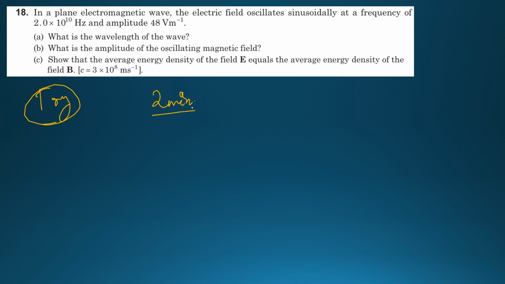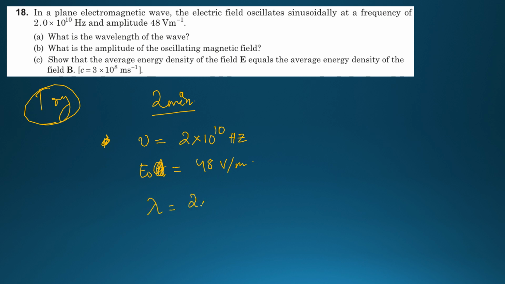A plane electromagnetic wave: the electric field oscillates sinusoidally at a frequency of this. What is the wavelength of the wave? And the amplitude of the oscillating magnetic field, so that the average energy density of the electric field equals the average energy density of the magnetic field. Let's try. Frequency is given, 2 into 10 to the power 10 hertz. Amplitude is given, 48 volt per meter. So the electric field has amplitude E naught.